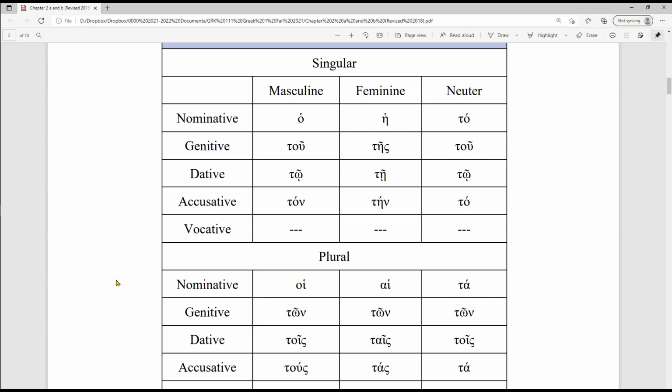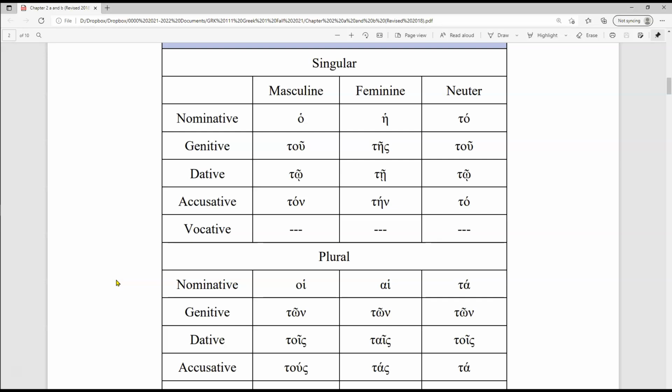Say it with me. Ha, tu, to, ton, hoi, tone, tois, tus, hey, taste, te, tain, high, tone, tais, tas, ta, tu, to, ta, ta.